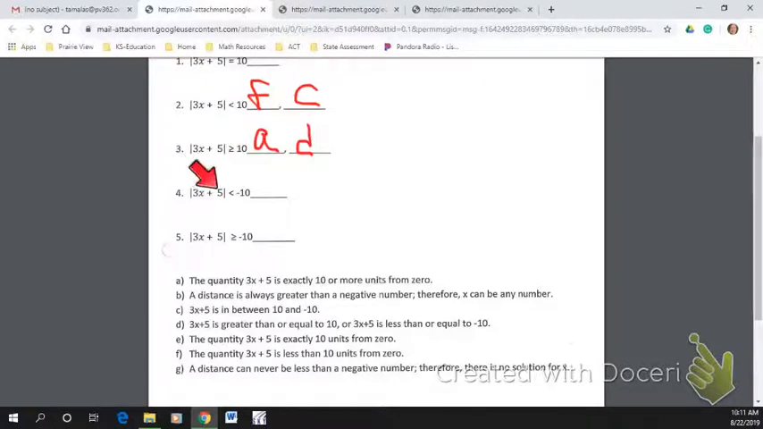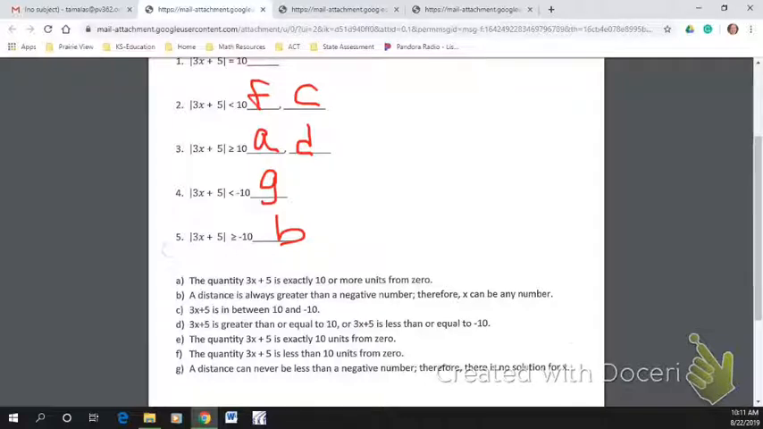Okay, so how about this one? The absolute value is less than a negative number. Is that possible? No, an absolute value, a positive number, can never be less than a negative number. So which one signifies that? G. Okay. And then what are we left with for 5? B. Okay, because x could be any number because your absolute value is going to come out positive no matter what number you put in there. Is everybody okay with that?